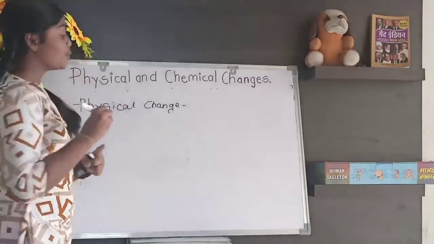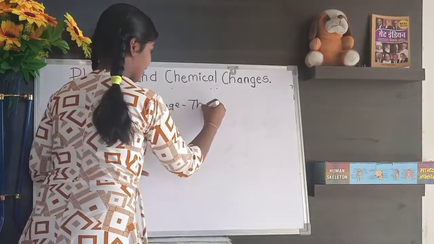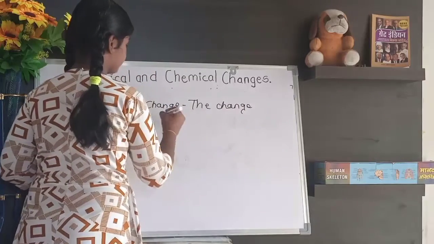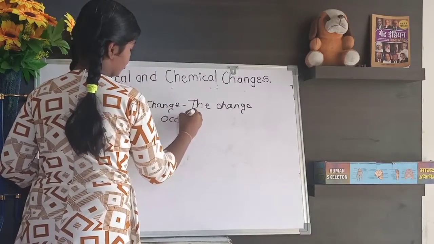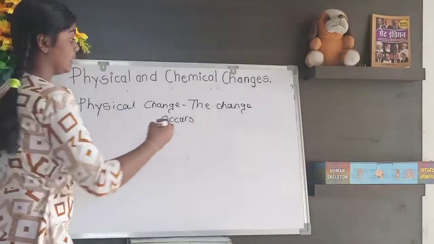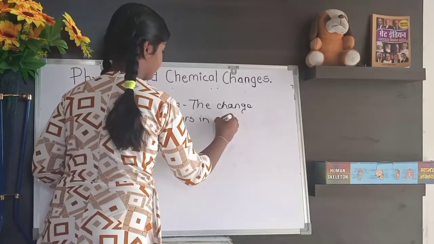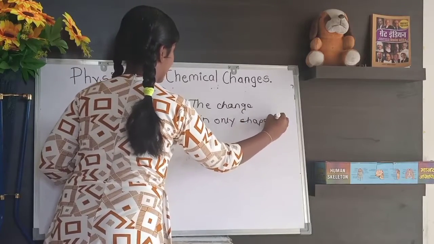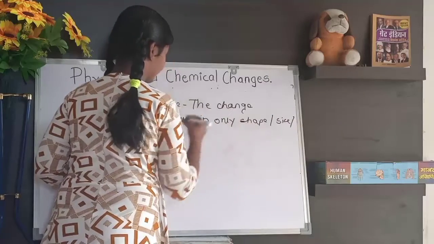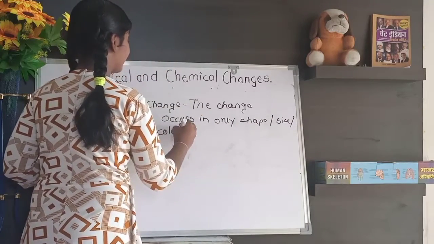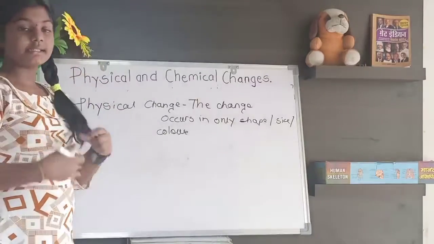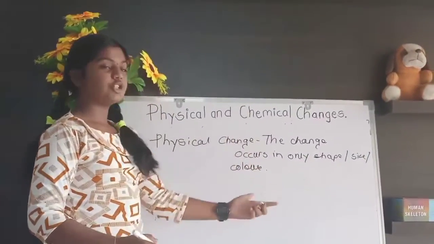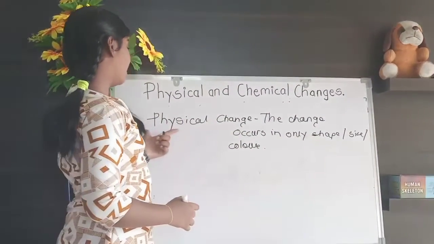The change occurs in only shape, size or color. All the physical things happen here. Physical changes happen here. So shape, size and color. So this change occurs in only shape, size and color. Now these are the features.